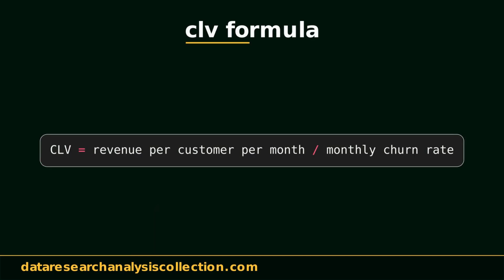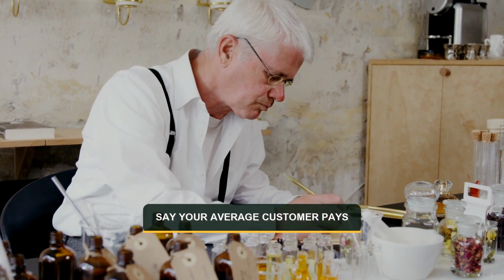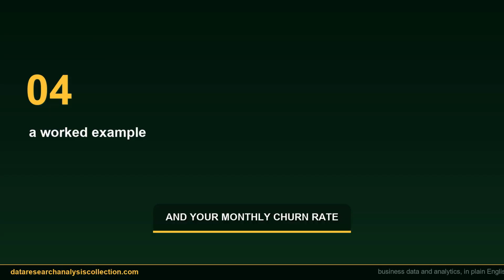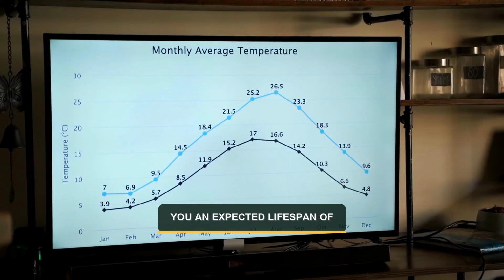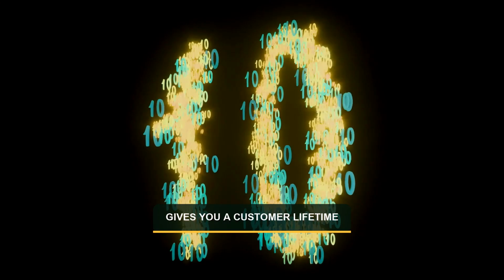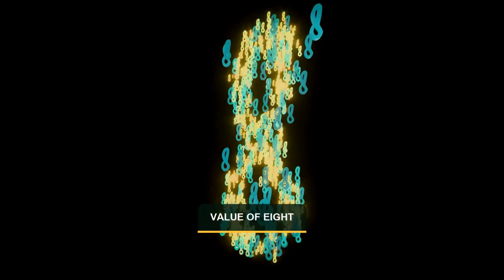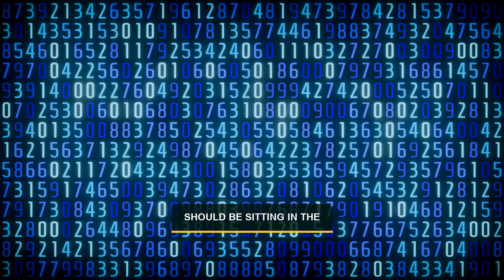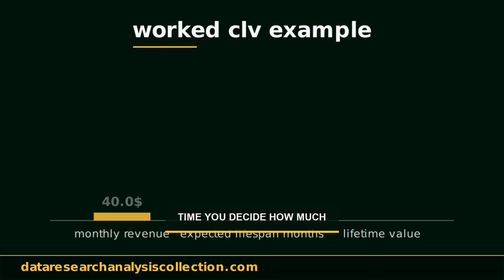A worked example. Let's put numbers on it. Say your average customer pays you $40 a month and your monthly churn rate is 5%. 1 divided by 5% gives you an expected lifespan of 20 months. $40 times 20 months gives you a customer lifetime value of $800. That is the number that should be sitting in the back of your mind every time you decide how much to spend on an ad, a cold email campaign, or an afternoon of outreach to win one new customer.